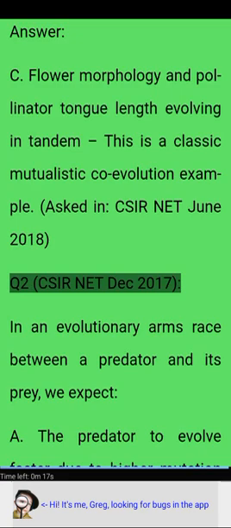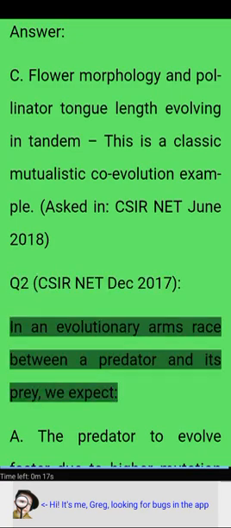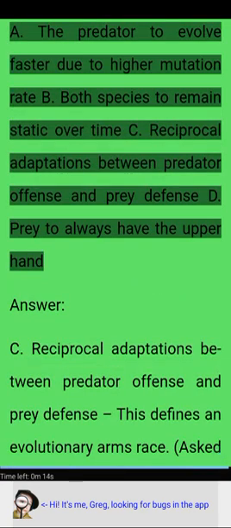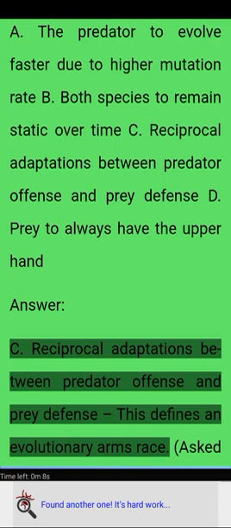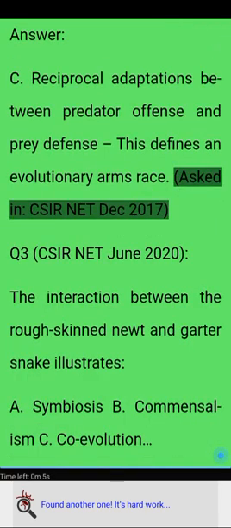Q2, CSIR NET December 2017. In an evolutionary arms race between a predator and its prey, we expect A, the predator to evolve faster due to higher mutation rate. B, both species to remain static over time. C, reciprocal adaptations between predator offense and prey defense. D, prey to always have the upper hand. Answer: C, reciprocal adaptations between predator offense and prey defense. This defines an evolutionary arms race. Asked in CSIR NET December 2017.